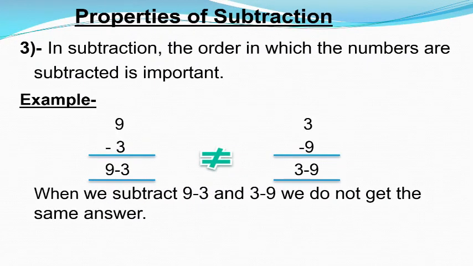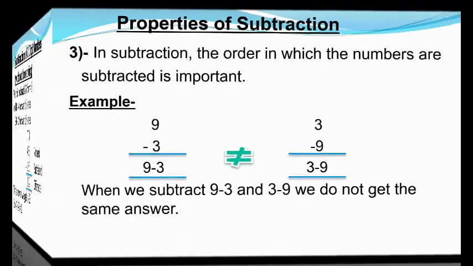The next property of subtraction. In subtraction, the order in which the numbers are subtracted is important. If we have taken the numbers, as you can see in the example, 3 and 9. When we subtract 9 minus 3 and 3 minus 9, we do not get the same answer. It means 9 minus 3 is not equal to 3 minus 9.